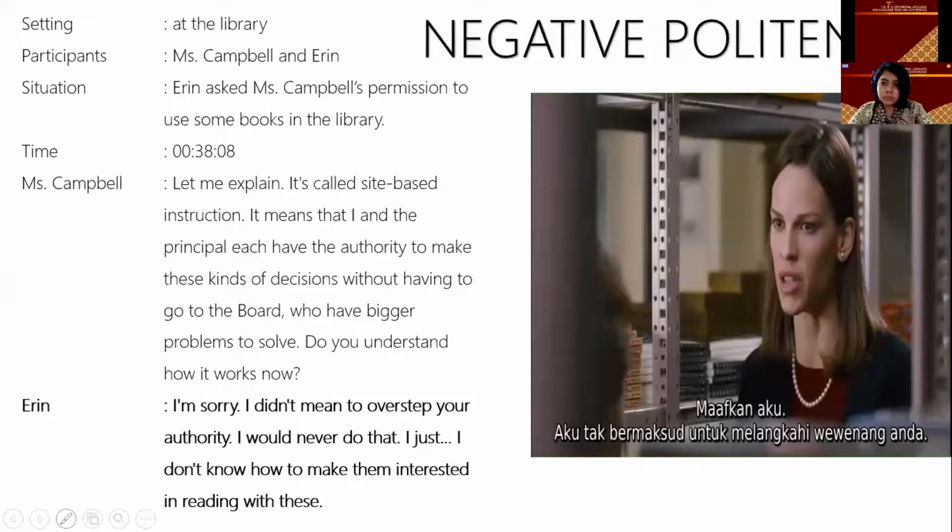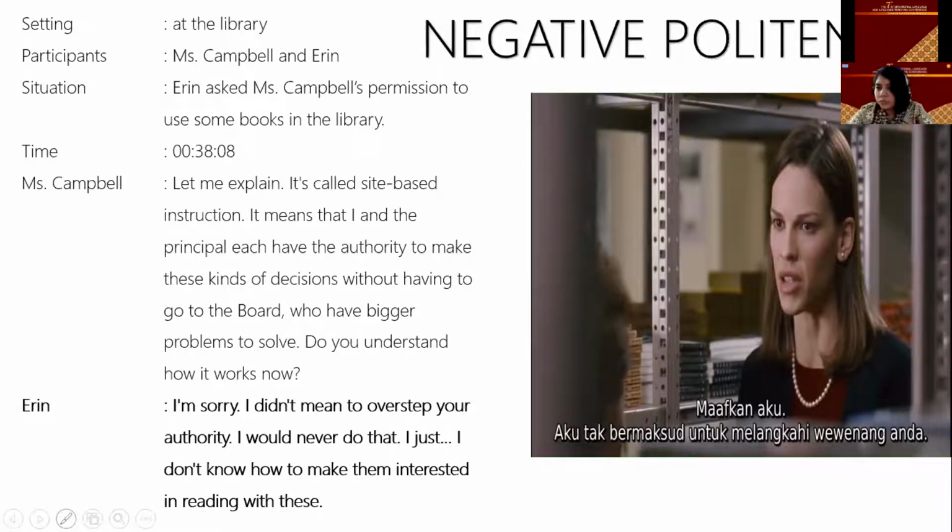And then the negative politeness happened when Erin asked permission from Miss Campbell to use some books in the library for her teaching and learning process. But Miss Campbell didn't give Erin the chance to use the books, and Erin didn't know what was next. So she said an inappropriate statement to Miss Campbell, and that statement threatened Miss Campbell's face.